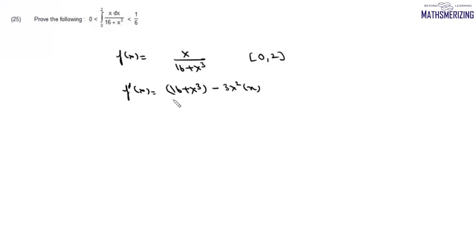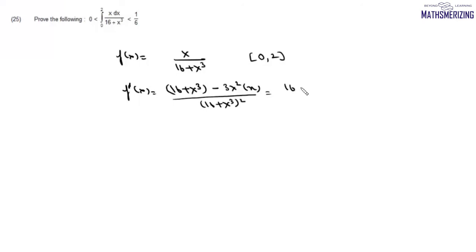Now here the question is, prove the following. This integral from 0 to 2 of x dx upon 16 plus x cube will lie between 0 and 1 by 6. Now we'll take this function as f(x), and it'll be simply x upon 16 plus x cube. We'll try and find the maximum and minimum value of this function between 0 to 2. Now we'll find f'(x), which will be (16 plus x cube minus 3x square into x) upon (16 plus x cube) whole square.